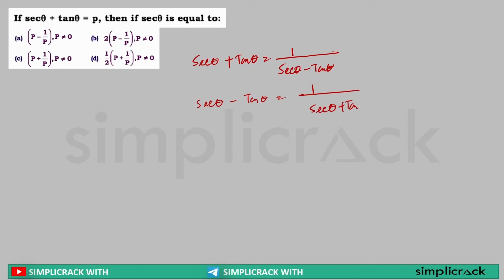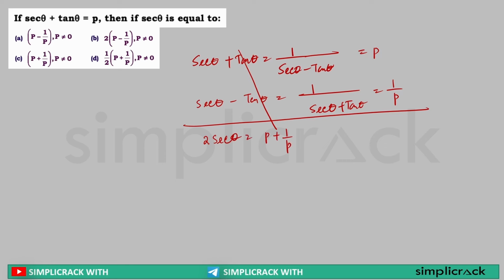Sir, if sec theta plus tan theta is P, so sec theta minus tan theta will be 1 by sec theta plus tan theta, which is equal to 1 by P. This was given P. Now if I add both, plus tan theta crossed out, so 2 sec theta is equal to P plus 1 by P. Now 2 sec theta is this much, so sec theta is equal to half into P plus 1 by P. This will be the answer. That is option D is the right answer. Yes or no? Yes. Simple. Very realistic questions. You just have to use it in the proper sense.